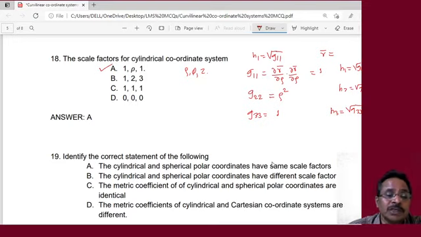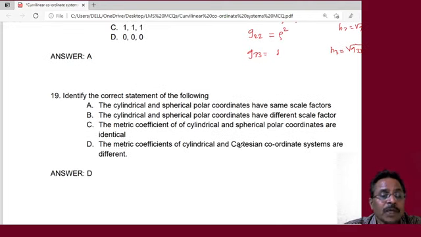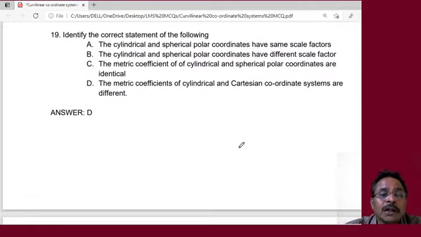So the correct answer of question number 18 is E. Now question number 19, identify the correct statement of the following. Four statements are given. Out of these we have to identify exactly the scale factors and metric coefficients of different types of coordinate systems. Statement A: the cylindrical and spherical polar coordinates have the same scale factors. This is not true, because if they were the same, then the systems would be the same. The cylindrical and spherical polar coordinate systems have different scale factors.